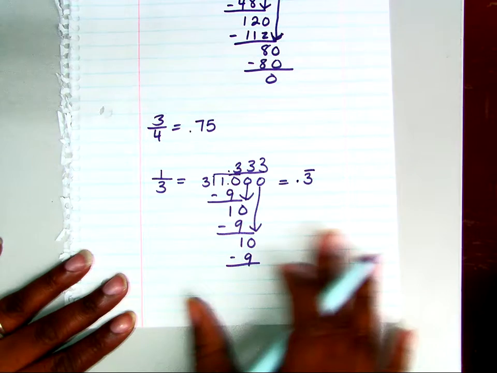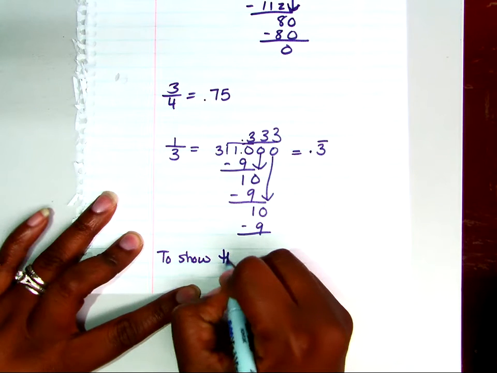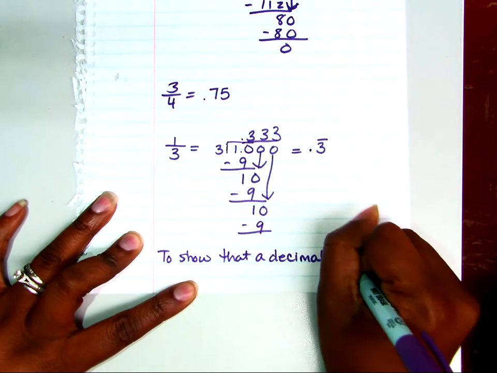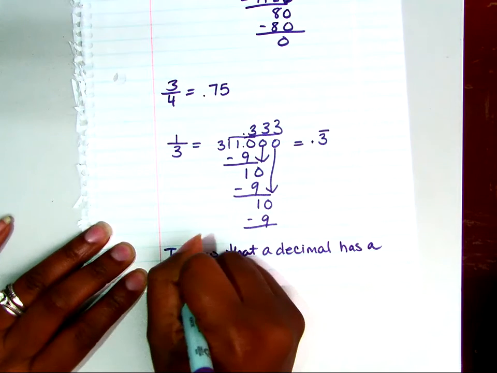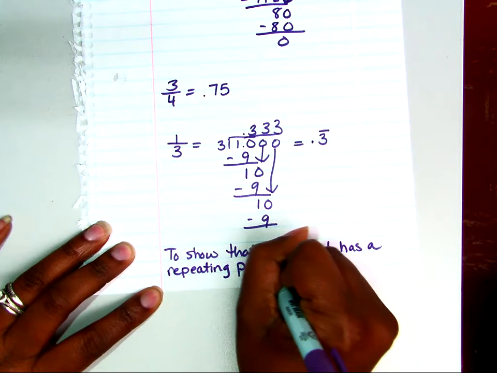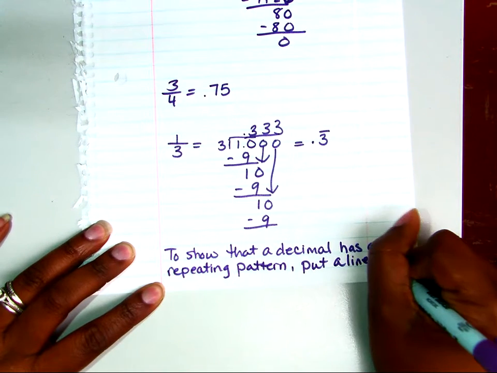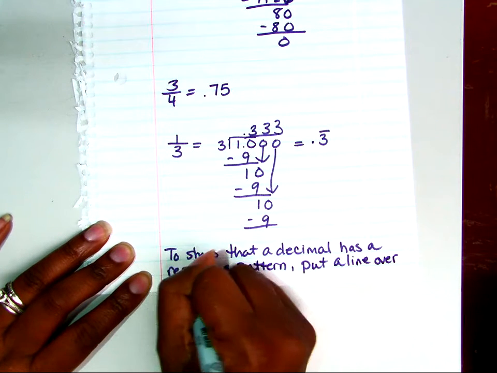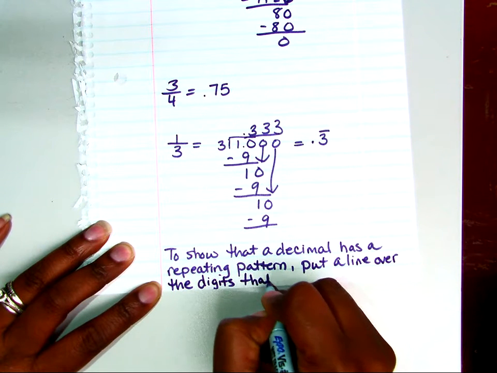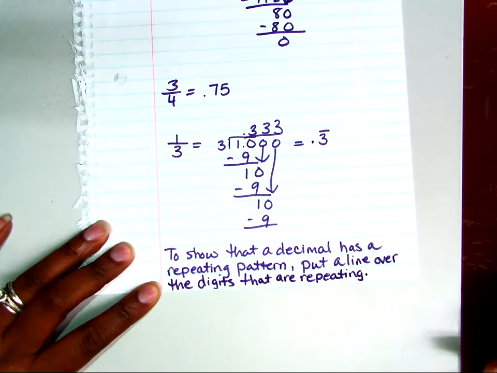Here you go. To show that a decimal has a repeating pattern, put a line over the digits that are repeating. All right.